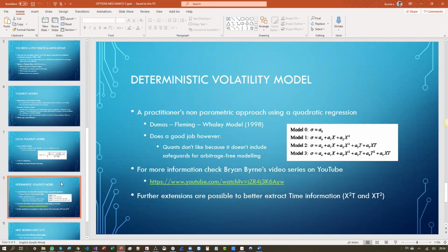So what does it consist of? And it comes, here I put one reference. It comes from a research paper from Dumas, Fleming, and Whaley back in 1998. It has been improved a little bit since. I think there was an update in the early 2000s. And for me, it's a perfect tool for a non-quant practitioner.